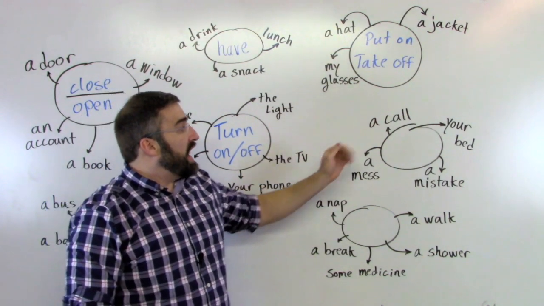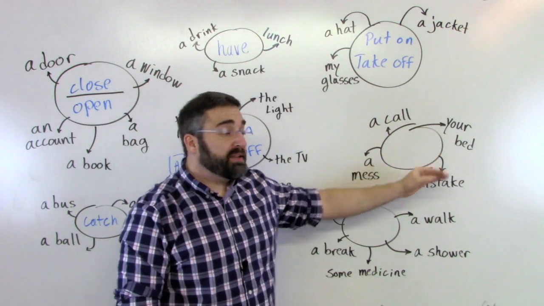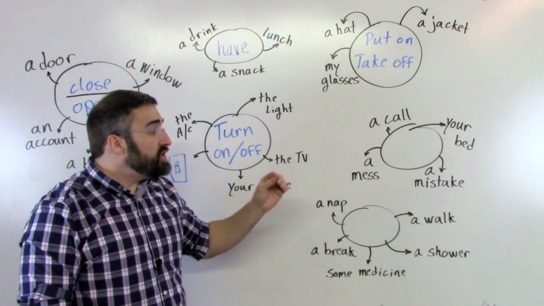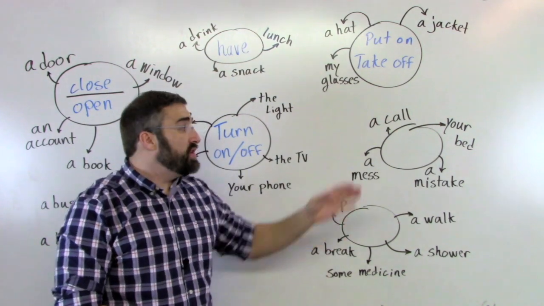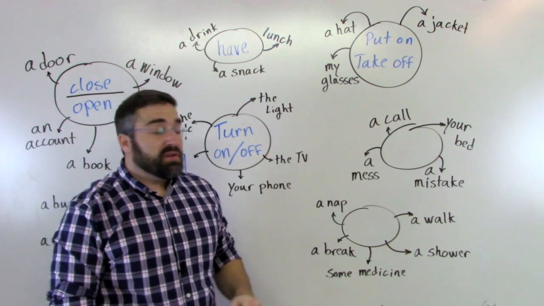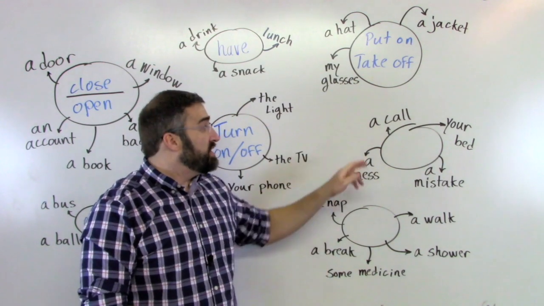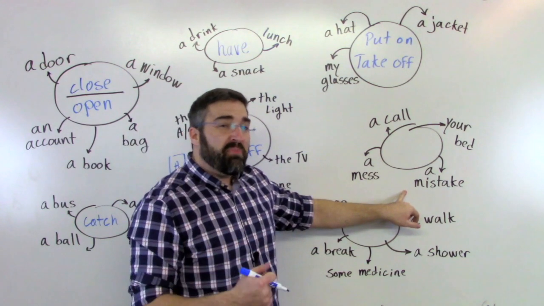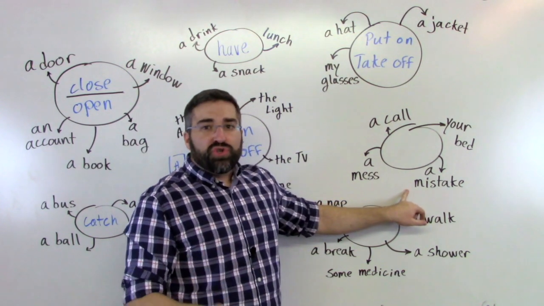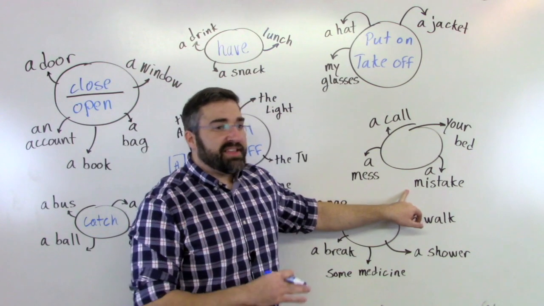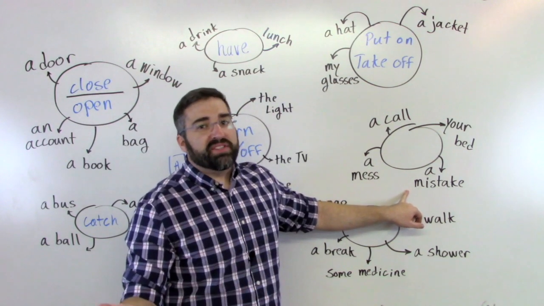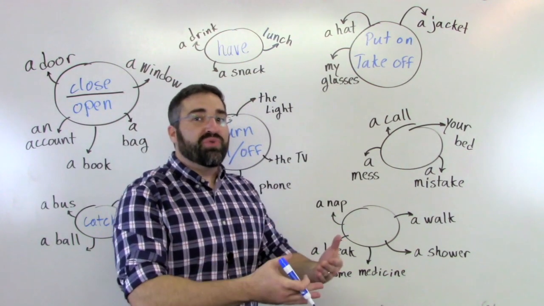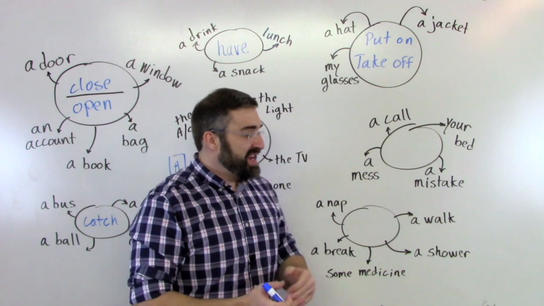The next one here: a call, your bed, a mistake, and a mess. Which particular verb are we going to use with these nouns? So think about it. Which verb can we use with a call, or which one can we use with this one? This is a common one. A lot of people say, many people say, do a mistake. Do a mistake is incorrect. We could never do a mistake. It seems like it would be correct. It seems like you should be able to do a mistake, even though you don't want to do a mistake.